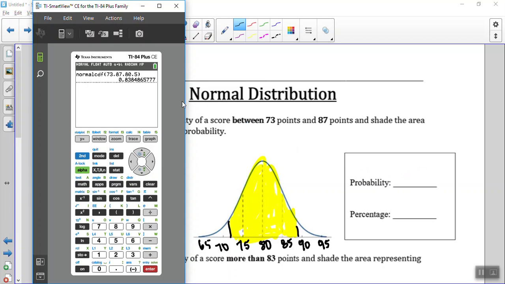So the calculator will always give you the probability, so you just write the decimal, okay? And then percentage is basically where you move your decimal places over to. So this is about 83.4%.